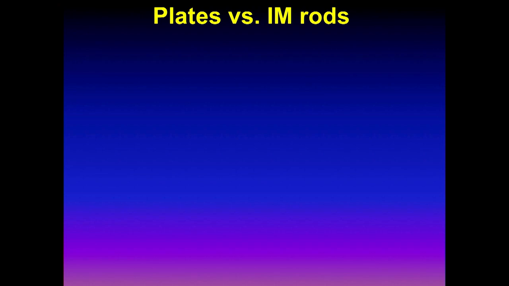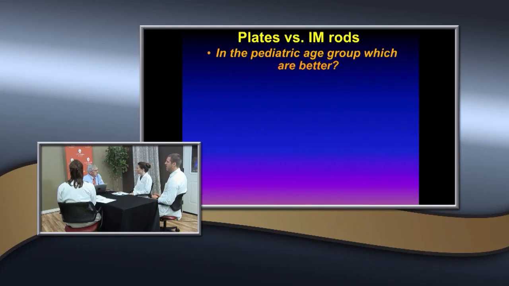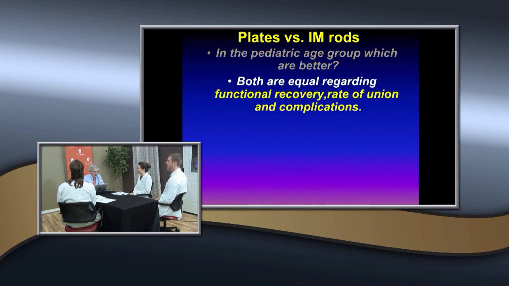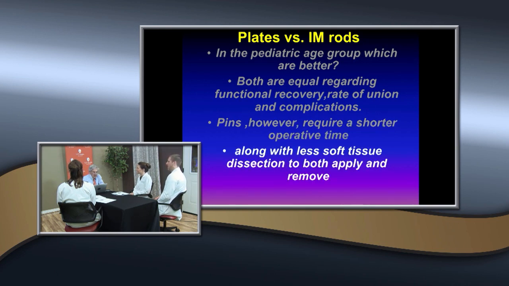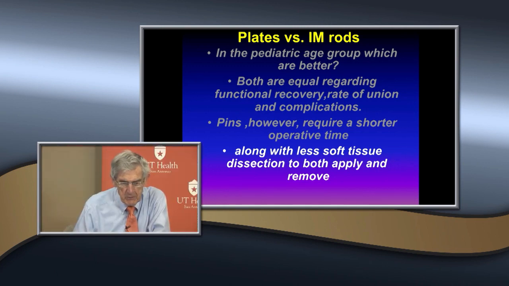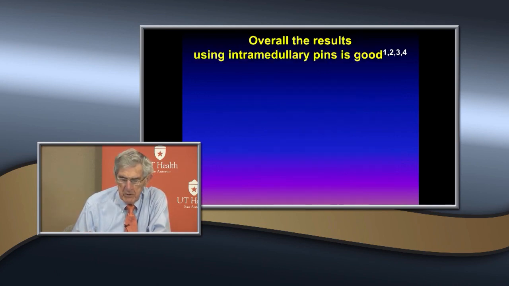Now, they've done studies in younger children with plates and IM rods. Which is better? I think the rods are better. The rods are better? Really? Well, both are equal regarding functional recovery, rate of union, and complications. However, you can put the pins in with a shorter operative time. You don't have to make as big an incision, and there is less soft tissue dissection to apply and remove. So the pins are probably a little more advantageous because you can put them in quicker and you don't have to do as much surgical intervention.